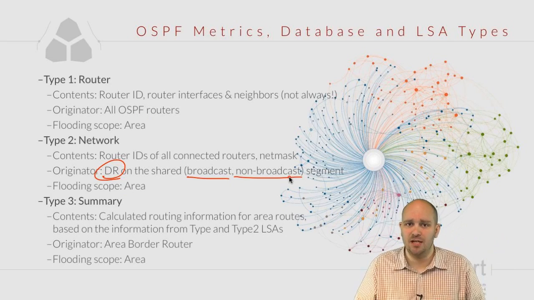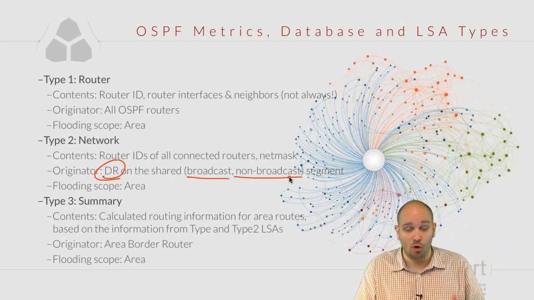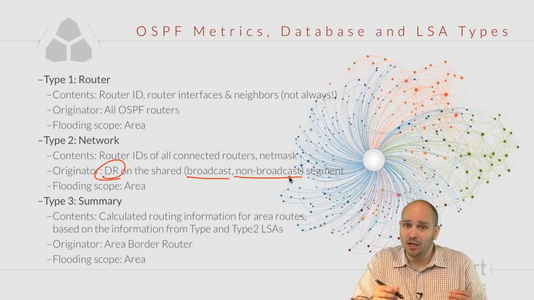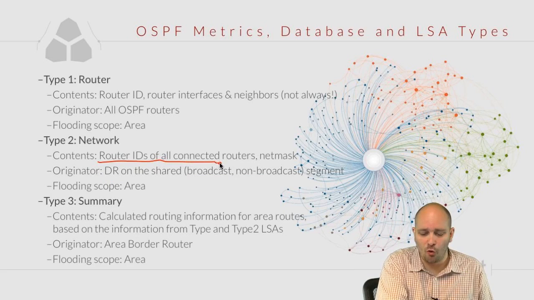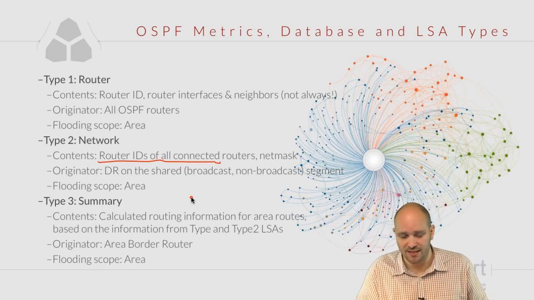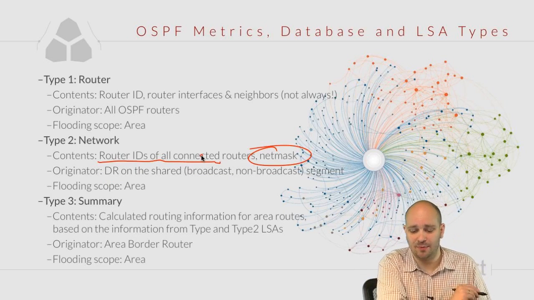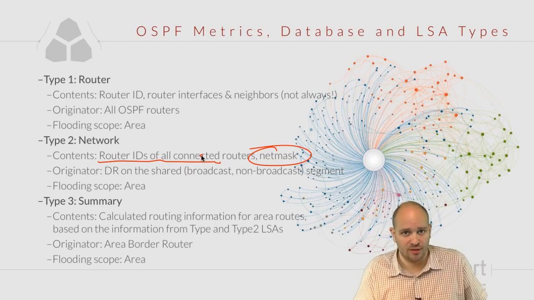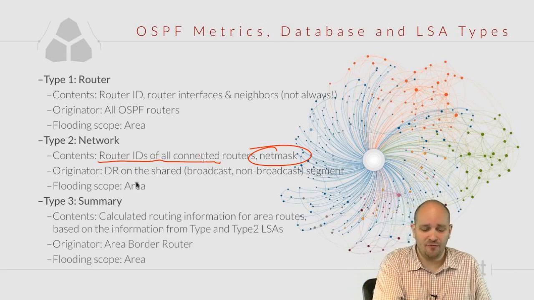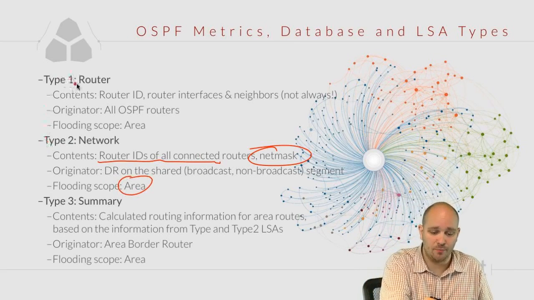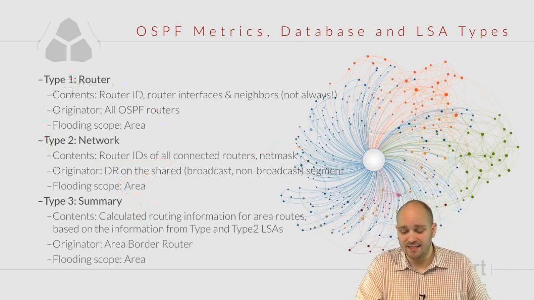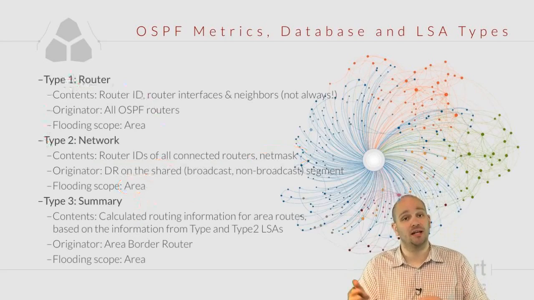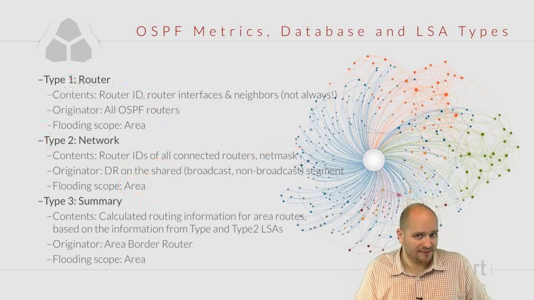And this representation to the rest of the network is going to be done through the services of type 2 LSA. So the contents of type 2 LSA are router IDs of all routers connected to this network segment and the net mask that is used on this network segment. And the flooding scope, just like with type 1, is going to be the area. So type 2 information cannot leave individual areas.